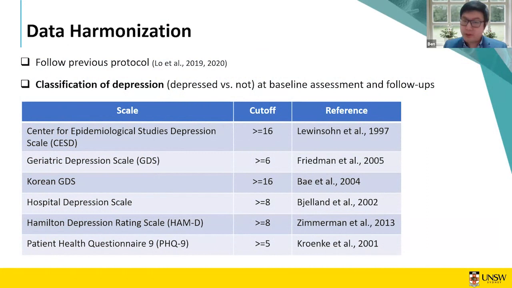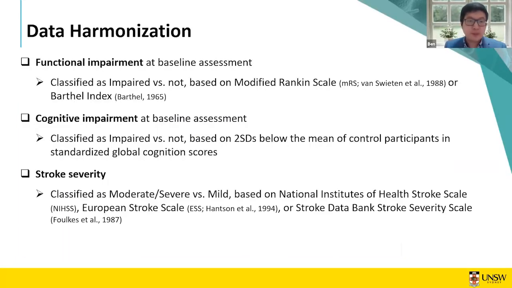So we followed previous protocol to harmonize the data, including using given clinical cutoffs for the different depression measures used in these studies to classify depressed versus no depression. And we also classified assessments on functional impairment, cognitive impairment, as well as stroke severity.